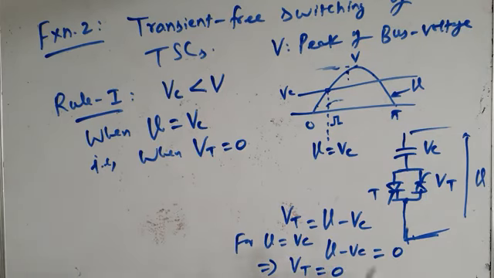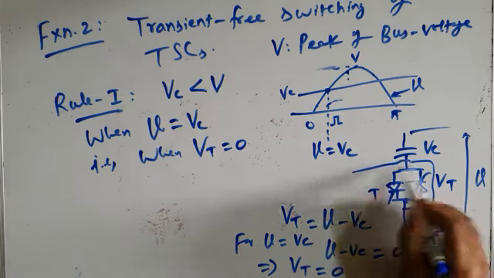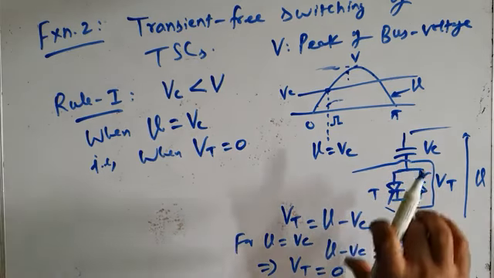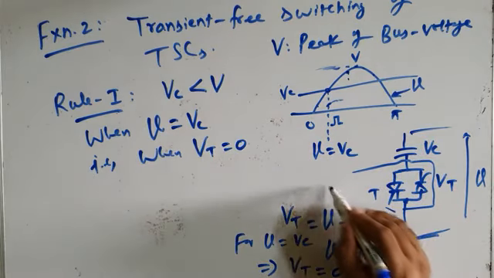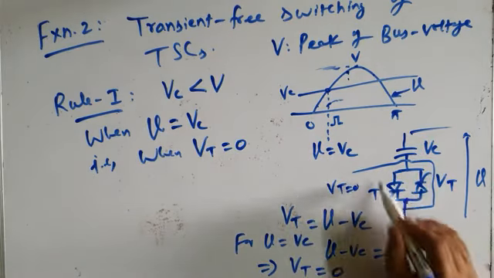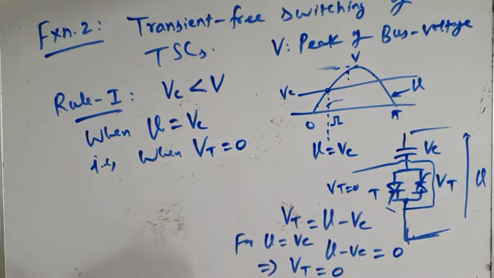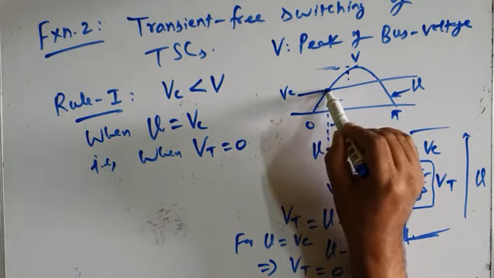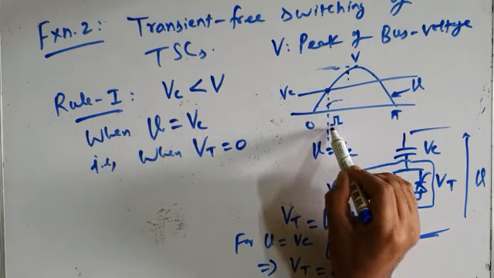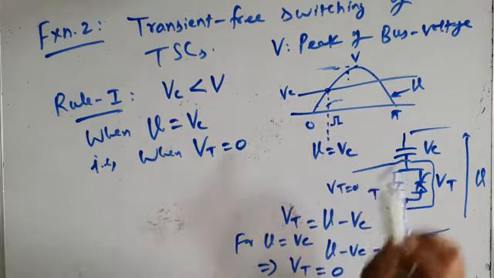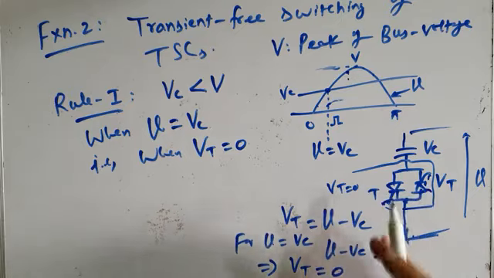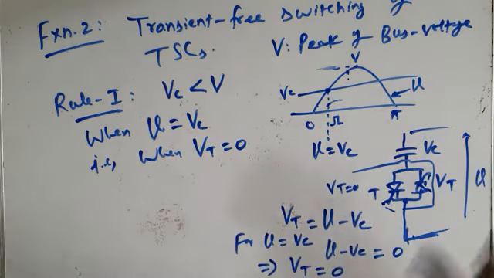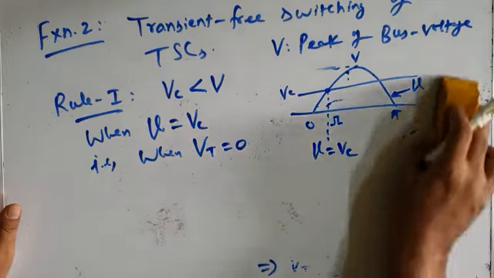So therefore, a voltage sensor has to be placed across the thyristor valve, and whenever this voltage sensor gives a signal to your controller that VT has become equal to 0, that is an indication that the instantaneous value of applied voltage V has exactly become equal to VC. And rule 1 says that when V is equal to VC, that means VT is equal to 0, issue firing pulses to the thyristor valves and turn the TSC branch on, and this will result in transient free switching of the TSC branch. I hope that is clear. So that is rule 1. This rule 1 has to be followed.